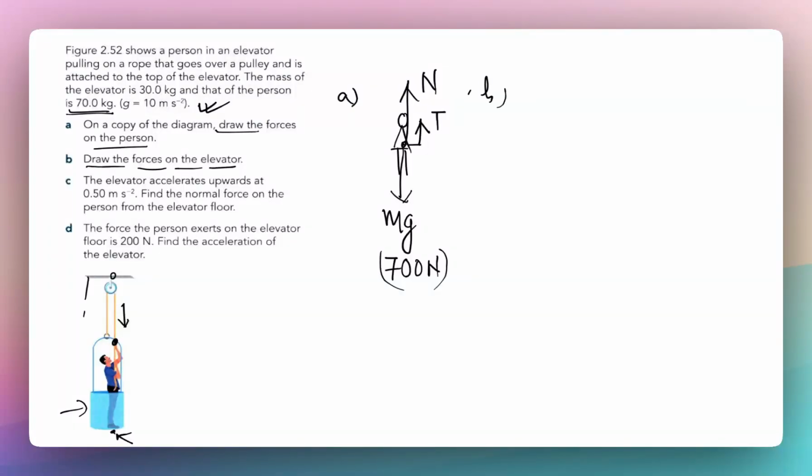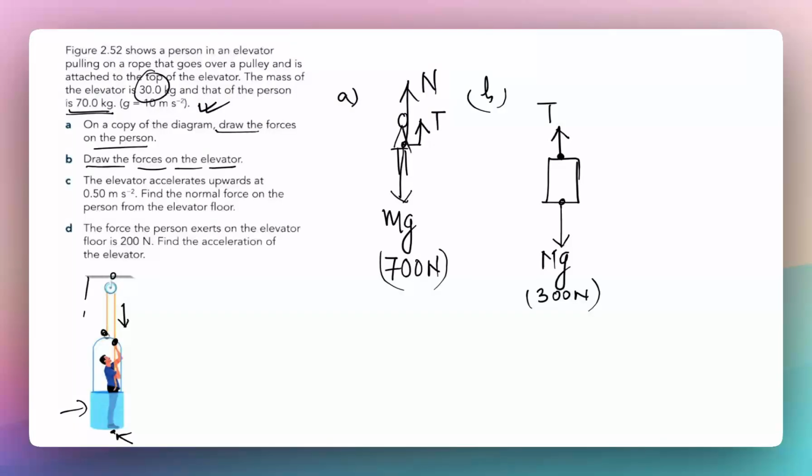So when we look at the forces on the elevator, this is the bottom of the elevator, right? And then the elevator is attached over here with a string, so it is going to get pulled by that string upward. Also the mass of the elevator is there. So I'm going to write a capital M, g. Mass of the elevator is 30, so this is going to be 300 newtons.